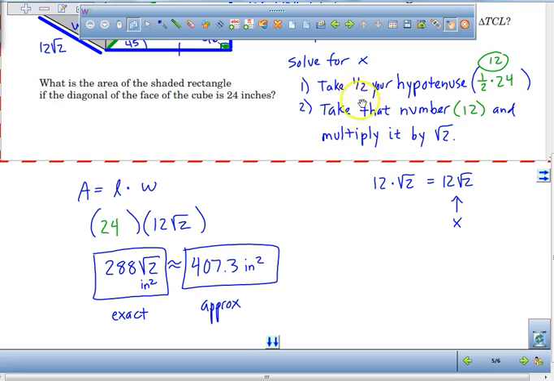What instructions do you need in order to find x in a 45, 45, 90? You take half your hypotenuse and take that number and multiply it by a radical 2, and voila, you're done.